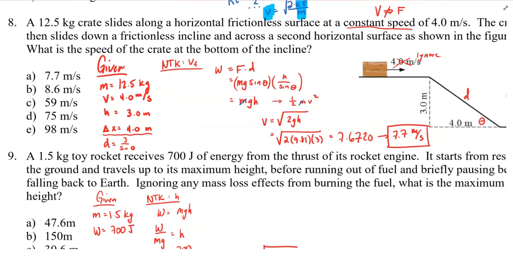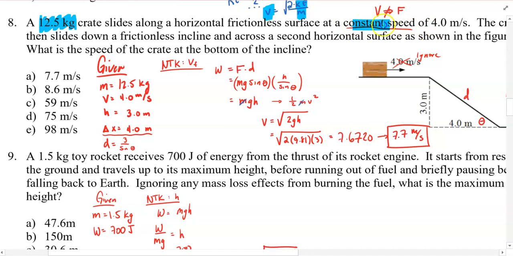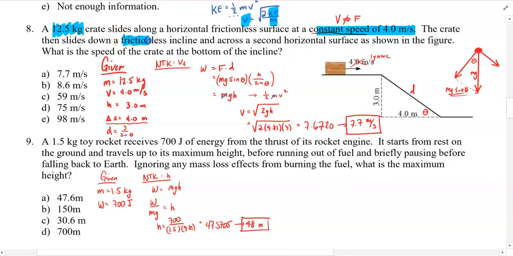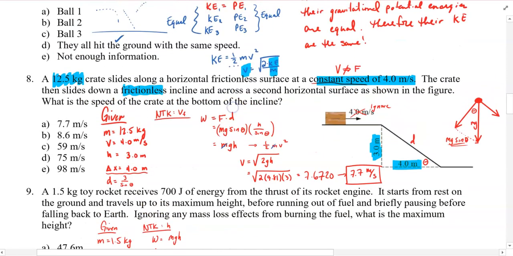In number 8, we have a crate that's 12.5 kilograms, and it's sliding at an initial velocity of 4 meters per second, then slides down a frictionless incline. That's good to know that it's frictionless, and it has the following properties. It's 4 meters in length and 3 meters in height. We would like to know the speed of the crate at the bottom of the incline.